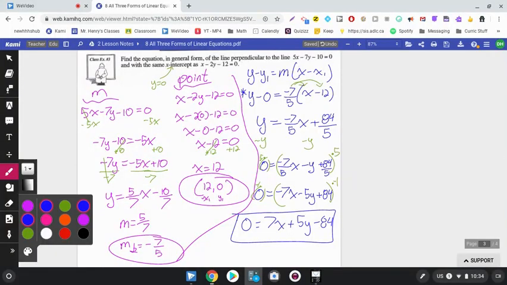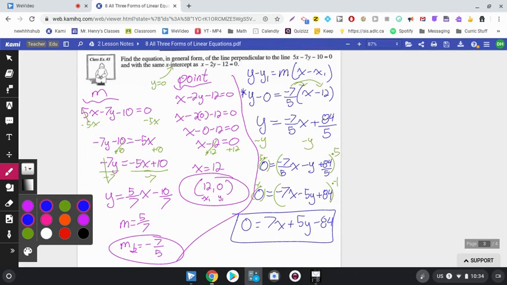346 minutes later. All right, there you have it. My answer all the way at the bottom, 0 equals 7x plus 5y minus 84, and almost the same as what we did on the last page. Okay, did the distributive property, negative 7/5 x plus, a negative times a negative is positive, 84/5. And maybe use your calculator for that.